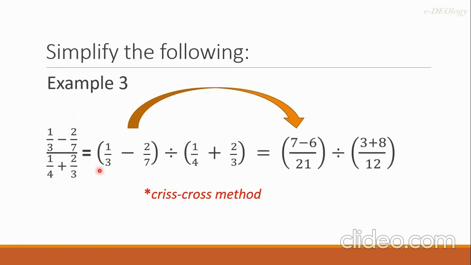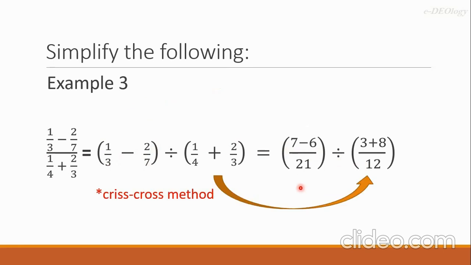So for the first group, I'm going to use the crisscross method. This is 1 multiplied by 7 gives me 7. And then 3 multiplied by 2 gives 6. Of course, the sign is subtraction. So this is 7 minus 6. And then 3 times 7 is 21. Then divided by, for the second group, we also use the crisscross method.